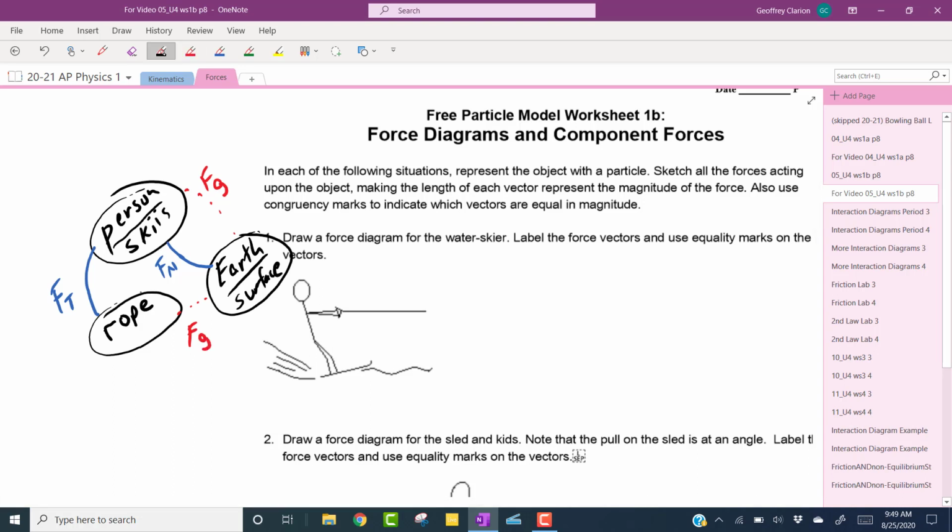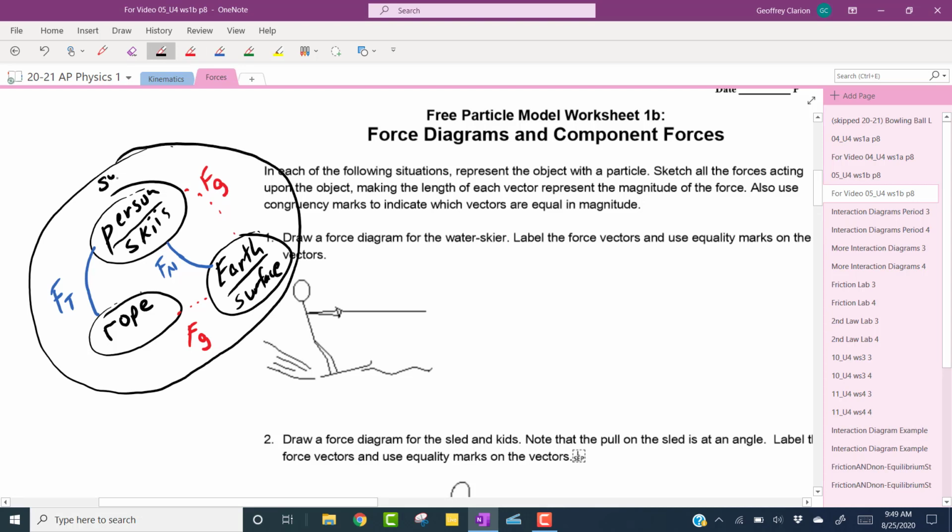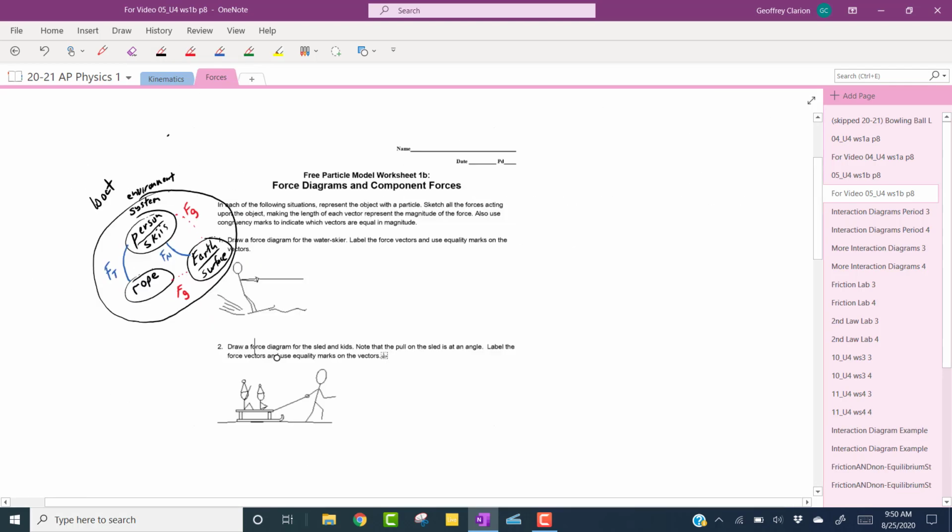Okay, and so this is my system. And outside of my system is the environment. For example, we can include the boat out here if we want and draw lines into our objects inside the system, but we're not going to do that quite yet. So again, the assumption here that we're making is that the skier is moving with constant velocity.